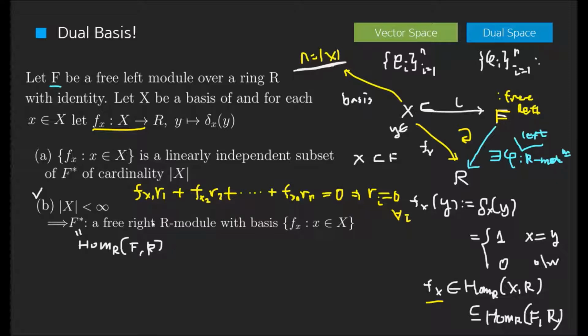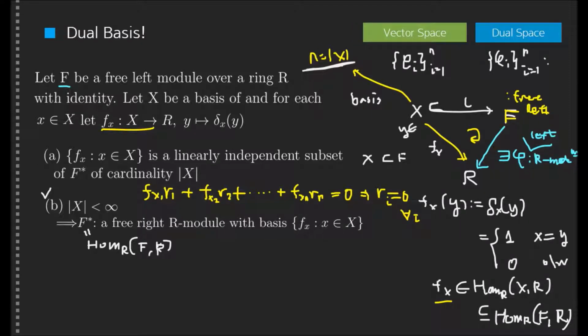That's the free right R-module with basis. It is generated by the free right R-module, and this means all elements in Hom are generated by f_x1, f_x2, ..., f_xn. It looks like the module is generated by the basis. This is also generated by f_x1, f_x2, ..., f_xn.